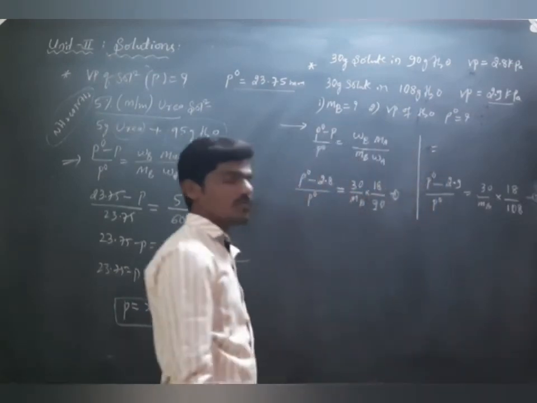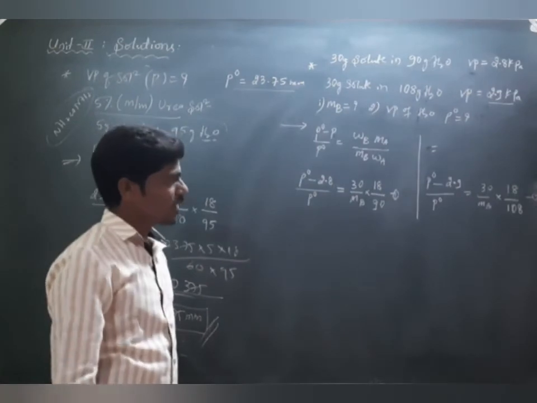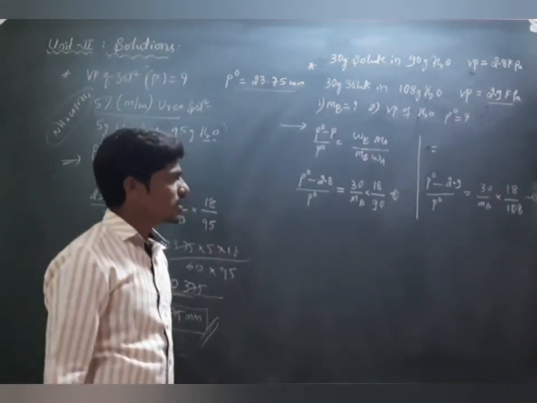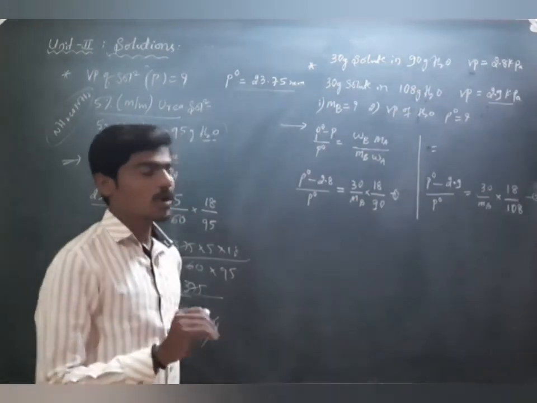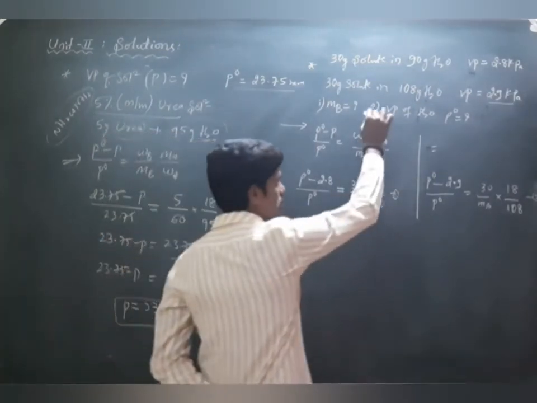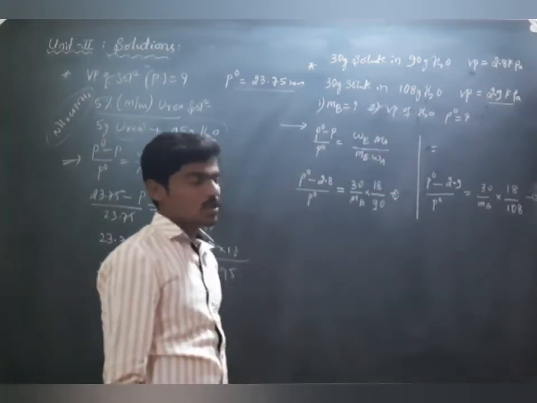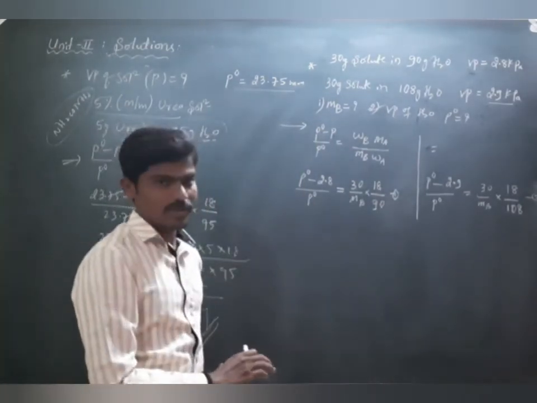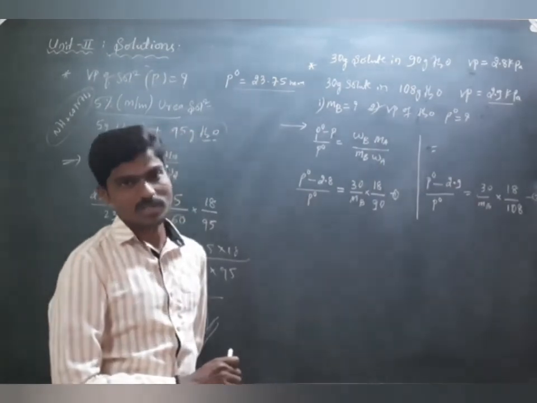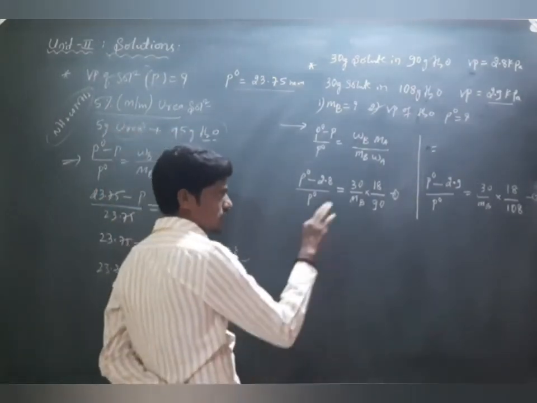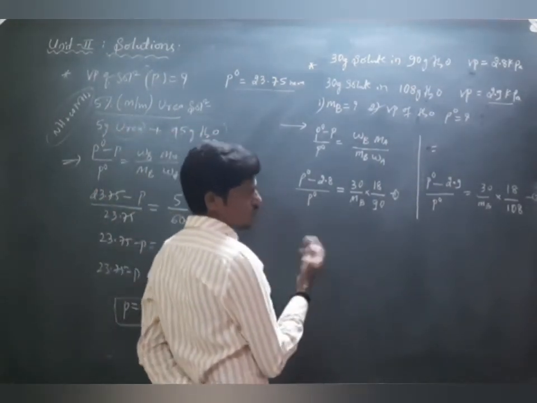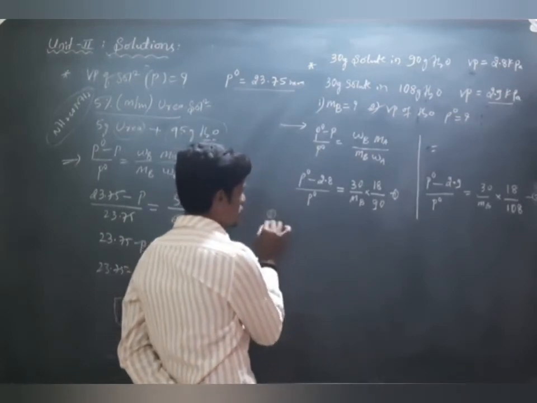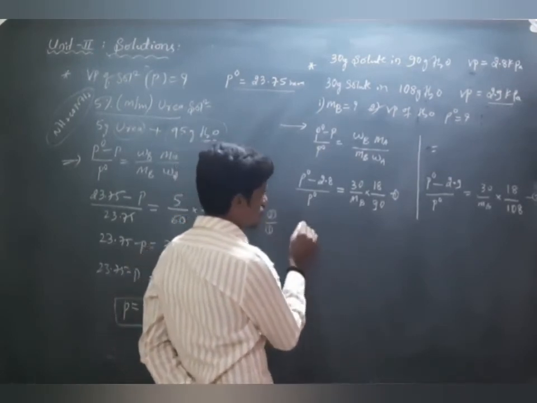So you have two equations. Divide equation 1 by 2 or 2 by 1 and then simplify. In this case you will get the P naught value, the vapor pressure of water. Then substitute the P naught value in any one of the equations to calculate the molar mass of solute. So let us solve these equations. You can take equation 1 by 2 or 2 by 1, any equation. Let us take equation 2 by 1.